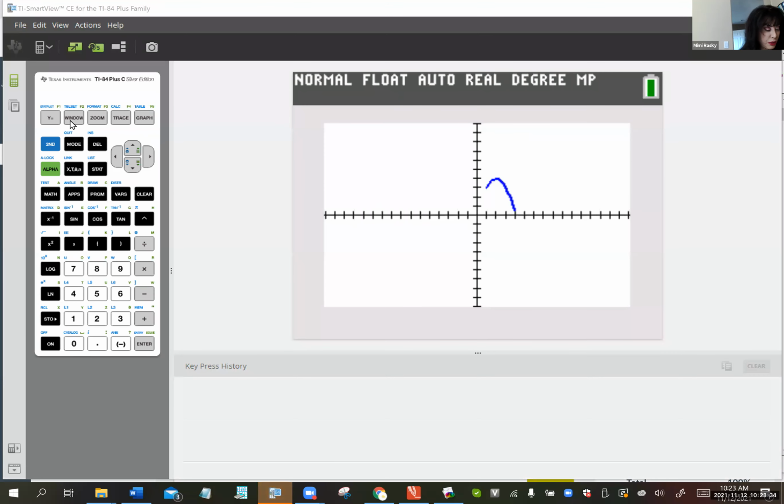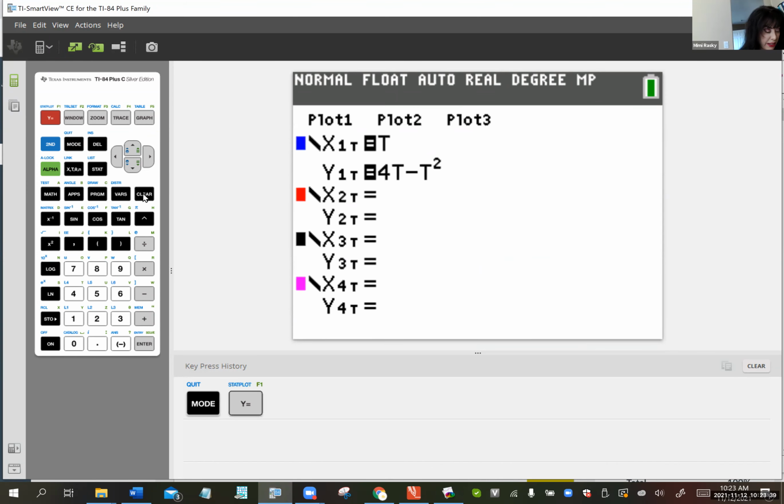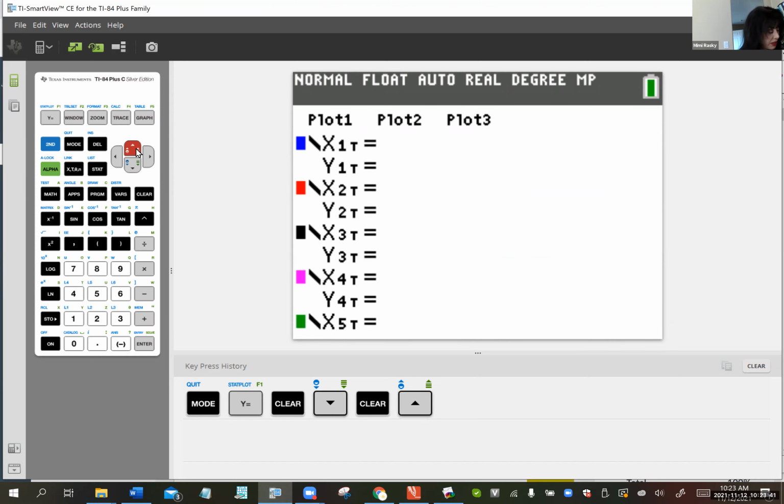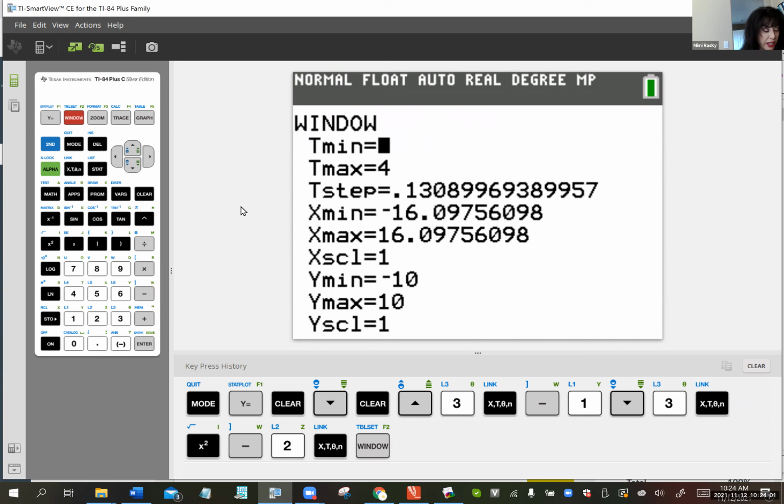Okay, so I'm going to go into my mode, and I'm in parametric mode. That's good. So I'll get out of that, and then I'll clear this out. And let's see what this graph looks like. So this is going to have the x component be 3t minus 1. And then the y component will be 3t squared minus 2t. And in the window, we'll set our t minimum. They want us to have the t minimum be 1 second. And the t max is 5/3 seconds.